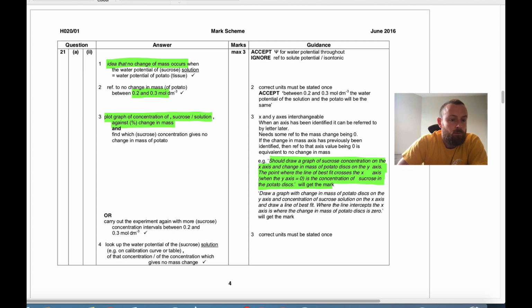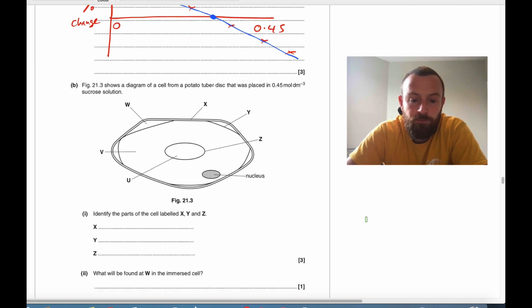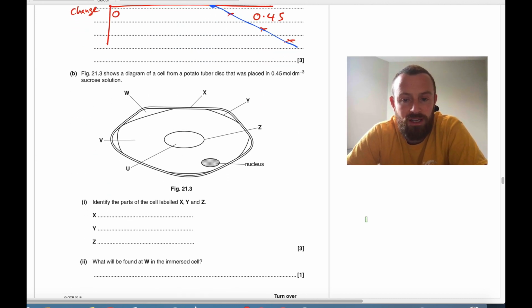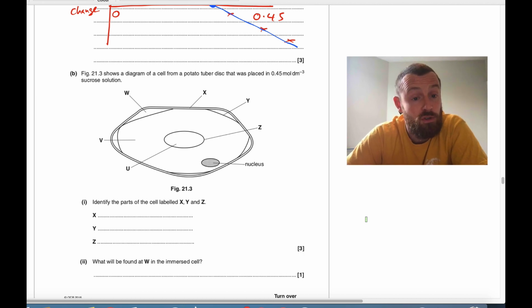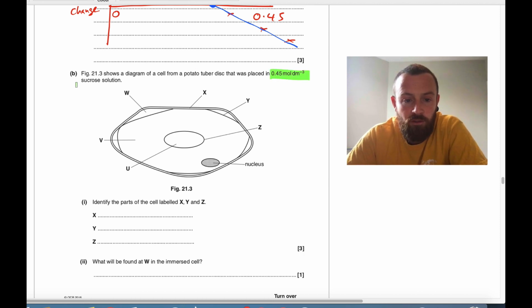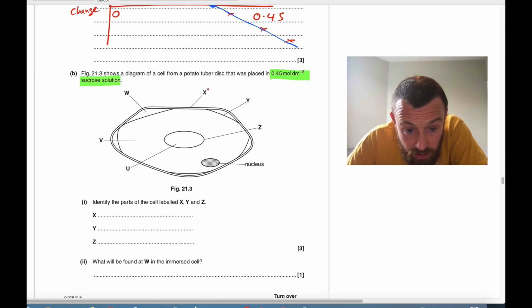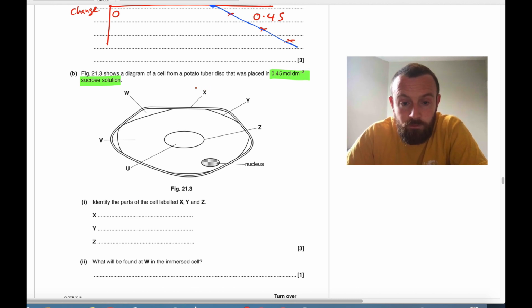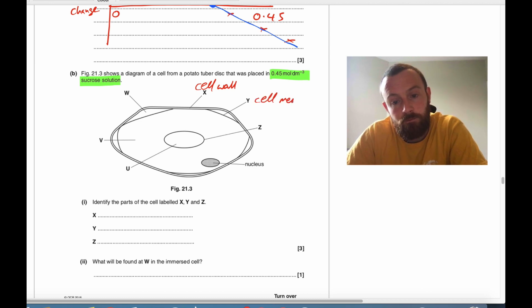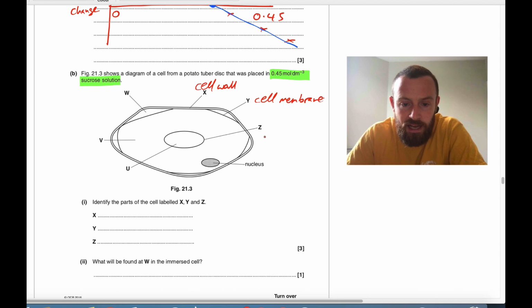Okay, B. Well, here is a potato tuber disc. It's in the high sucrose solution. So it's in the 0.45 moles sucrose solution. What is going on here? Well, let's just label everything, shall we? X to me looks like cell wall. This is cell membrane. And Z is the tonoplast. Tonoplast membrane, and so U being the vacuole. V being cytoplasm.